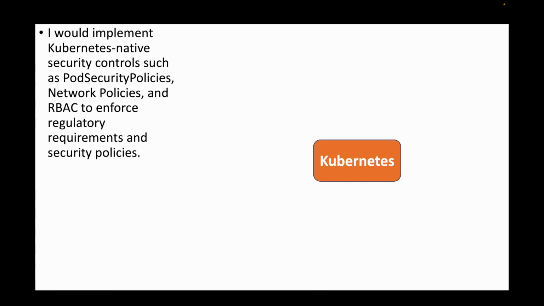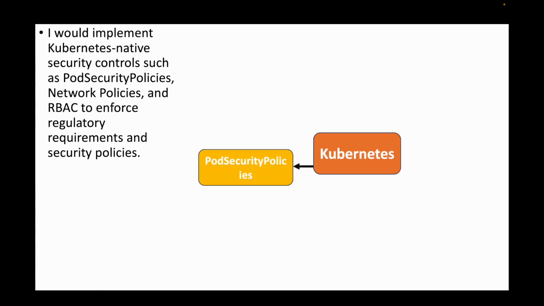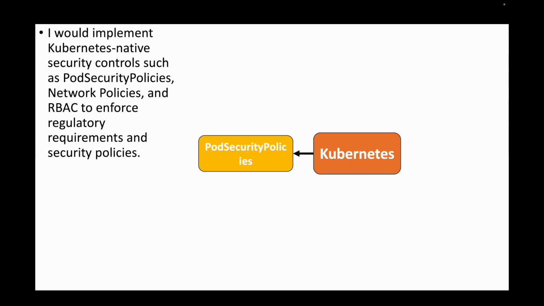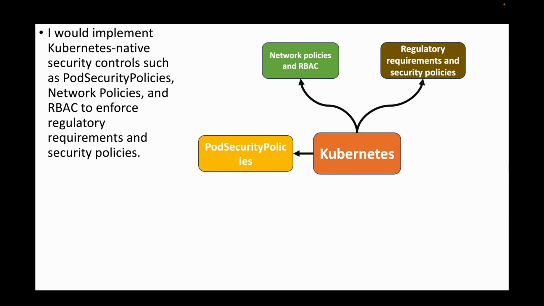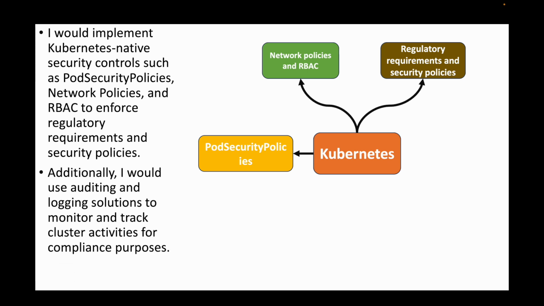So for this, we can make use of your Kubernetes native security controls, such as your pod security policies, network policies, and RBAC, which is your role-based access control, to enforce any regulatory requirements and security policy. So we can basically put controls, we can implement policies which will help us to meet the regulatory requirements accordingly.